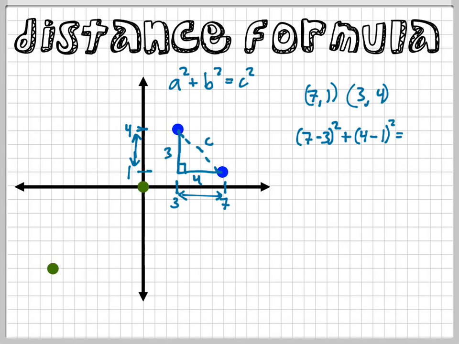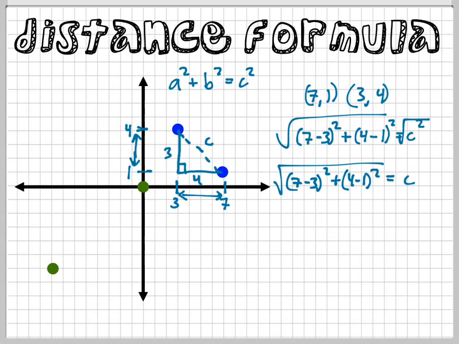So we put the c squared right there, and that will find us the distance from this point to this point. What if I wanted to write this without the squared on the c? How would I get rid of the squared? Yeah, you would square root it. So if we square root both sides, this is what our problem would look like. 7 minus 3 squared plus 4 minus 1 squared, and we square root that whole thing, and that equals c.